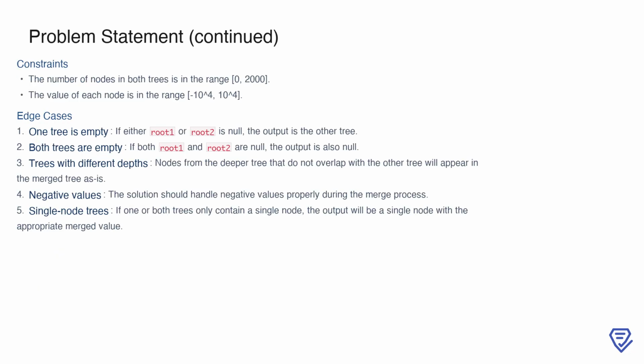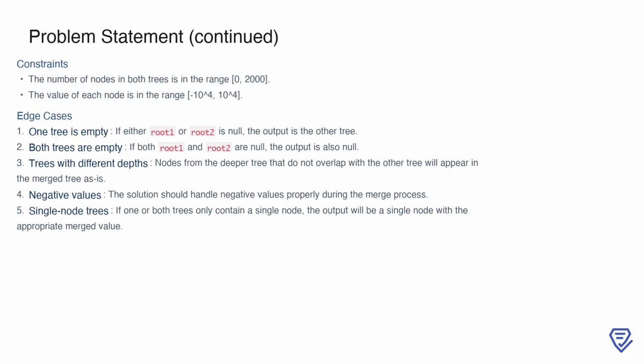Finally, let's review the constraints and edge cases to keep in mind. The number of nodes in both trees is limited to the range of 0 to 2000, and the value of each node can range from -10 to the power of 4 to 10 to the power of 4. Some specific edge cases include: if one of the trees is empty, the output will be the other tree; if both trees are empty, the output will also be empty.